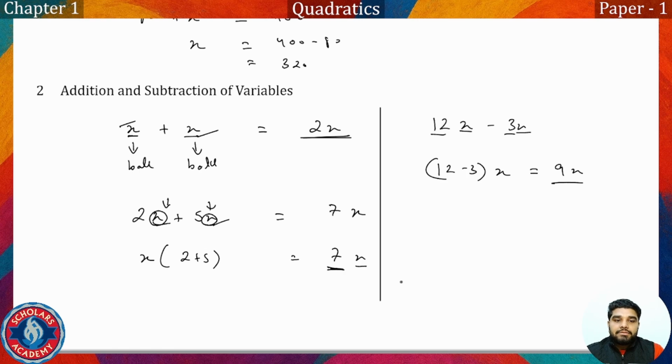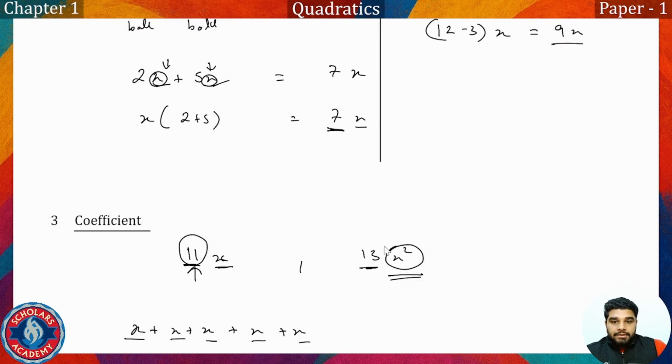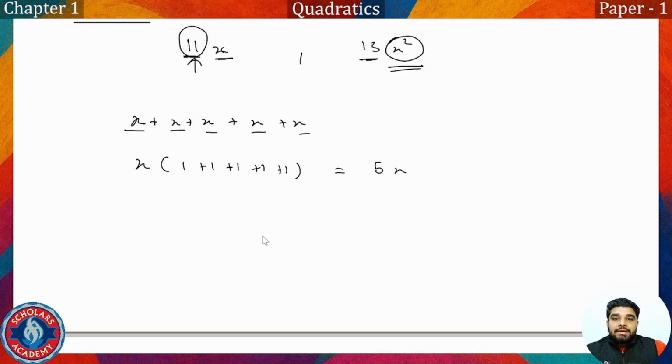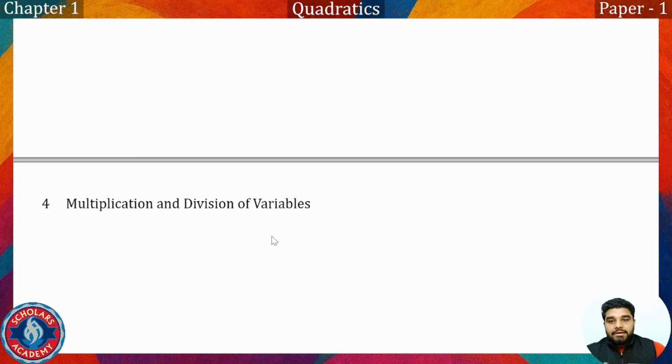Addition and subtraction work in the same way. No change in the variable, no change in the power of the variable or anything. Just the working of coefficients, right? So this is what a coefficient is, and the coefficient will change in case of addition and subtraction of the same variable. I hope it is clear. Let's move forward.